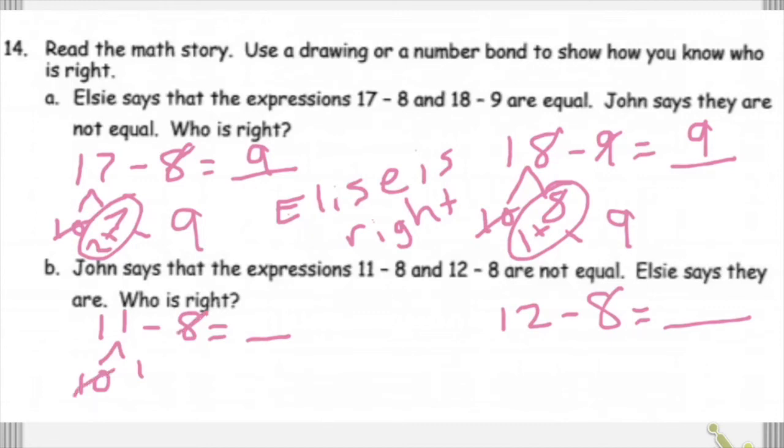We take an 8 away from the 10, and we have 2 left. We're going to circle those leftovers and add them. We know 2 plus 1 equals 3. So our answer here is 3.